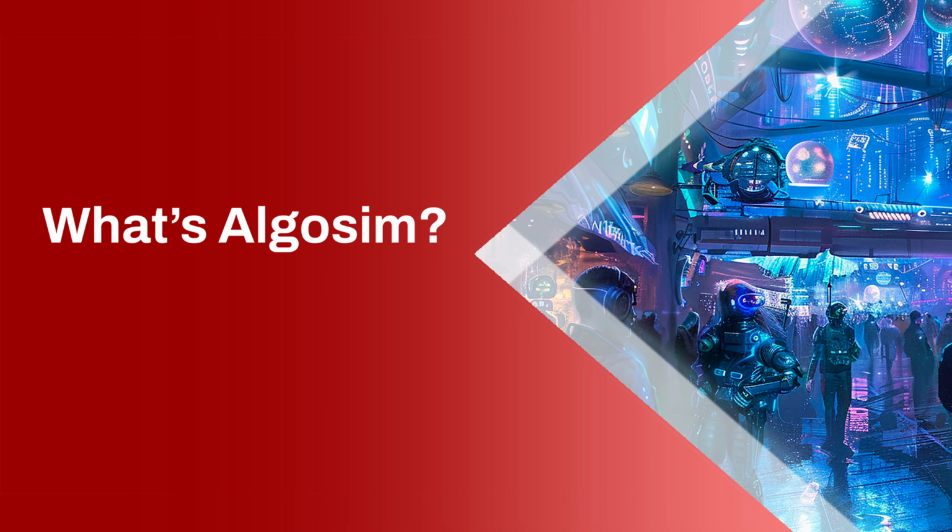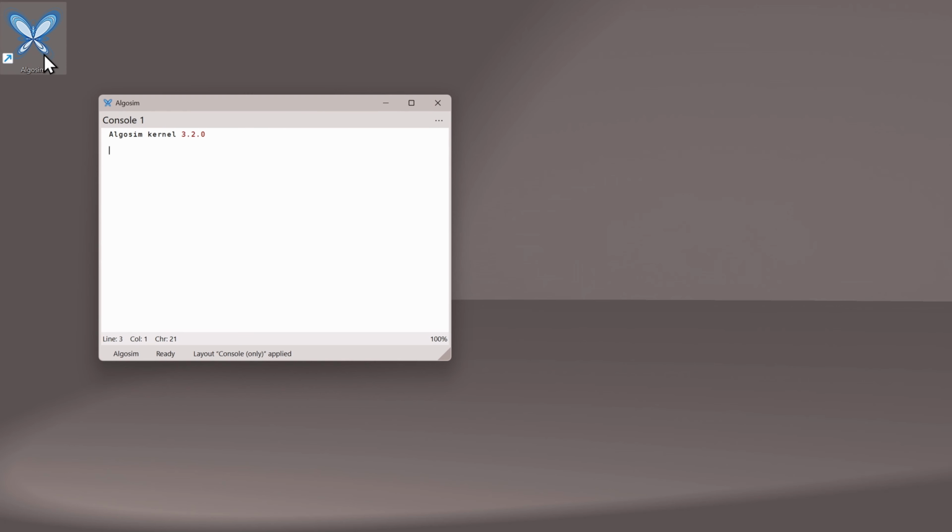Algosim is an advanced mathematical software application for Windows. It's like an advanced graphing calculator. Let's try it out. Here we can perform simple calculations, such as 1 plus 1, which unsurprisingly equals 2. Or we can compute the sine of pi divided by 3, which equals half the square root of 3.